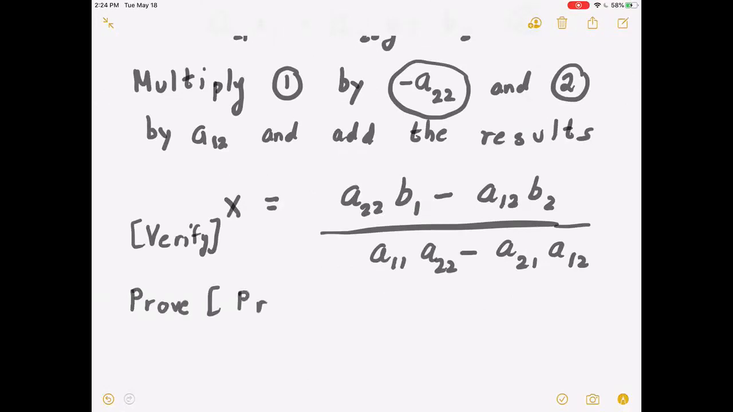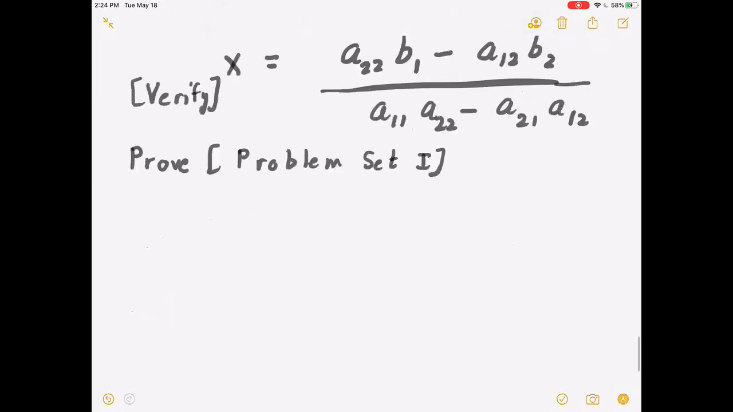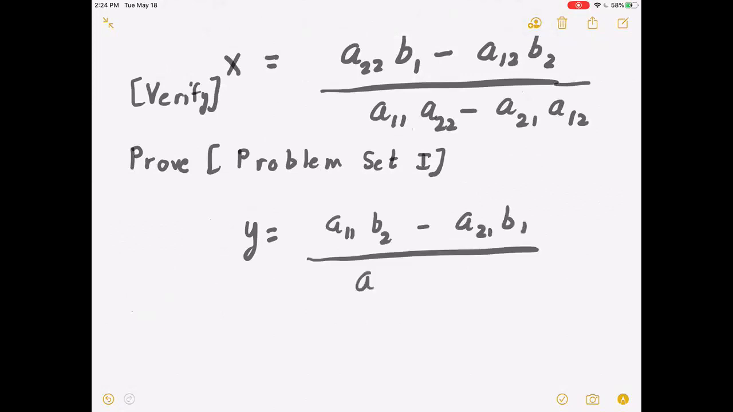There's another unknown in the problem, that's y. I'm not going to write that out. I'm going to leave that to you, problem set 1, and you'll show that y will look like a sub 1, 1 times b sub 2 minus a sub 2, 1 times b sub 1 divided by a sub 1, 1 times a sub 2, 2 minus a sub 2, 1 times a sub 1, 2.